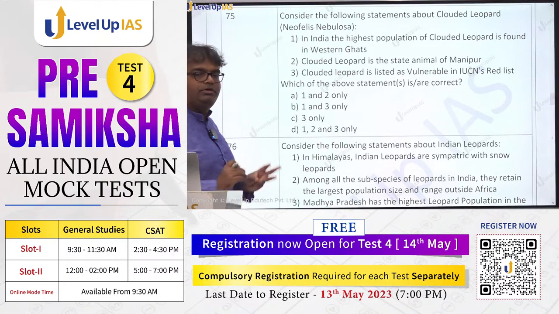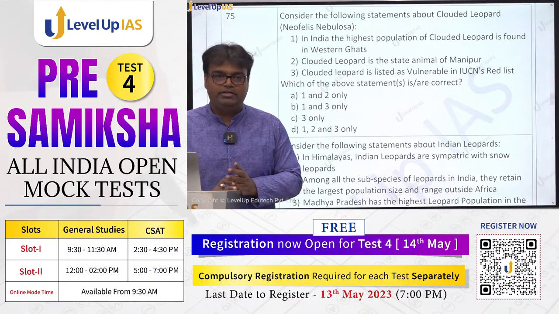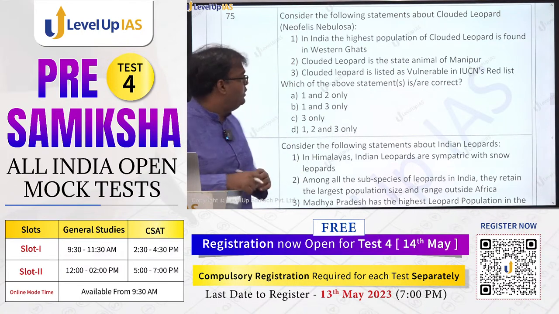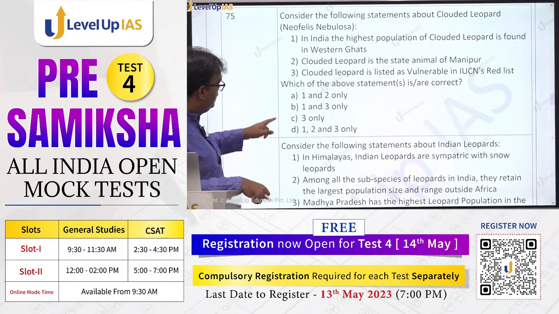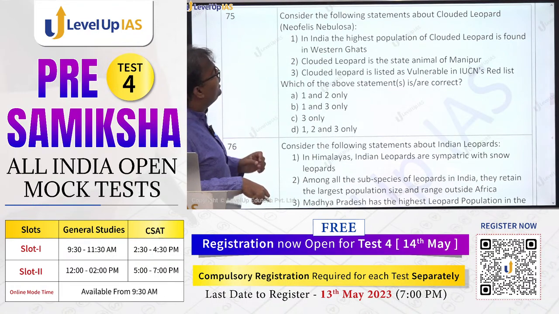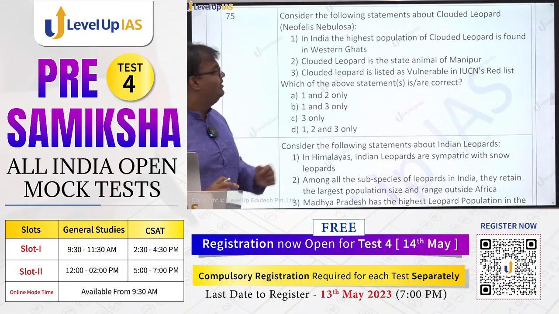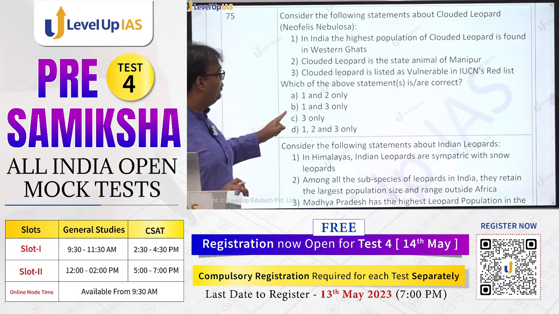75. देखो leopard तो इंडिया में तीनों vulnerable थे, right? Indian leopard, snow leopard and clouded leopard, all three are vulnerable. So three to sahi hai. So we are left with, acha, tino baj gaye, B, C, D. In India, the highest population of clouded leopard is found in Western Ghats, no? Northeast India. It is the state animal of Meghalaya. So two is wrong, one is wrong. C, three only.